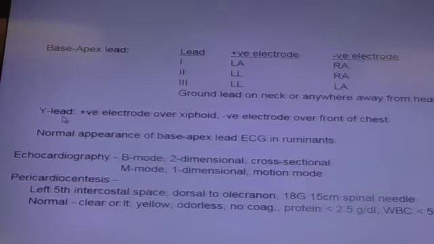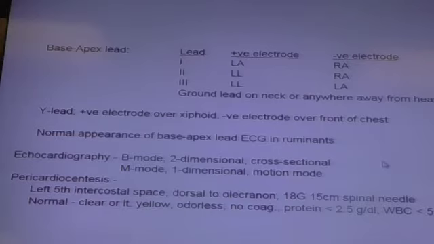We also use a Y lead, where the positive electrode is over the xiphoid and the negative electrode is over the front of the chest. Since we typically look at lead 2, the positive electrode in that case would be the LL, and you place it over the xiphoid. And then the negative electrode in lead 2 would be the RA, and you place that over the front of the chest. So either one works pretty well.